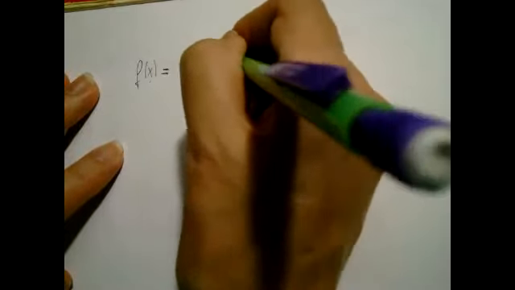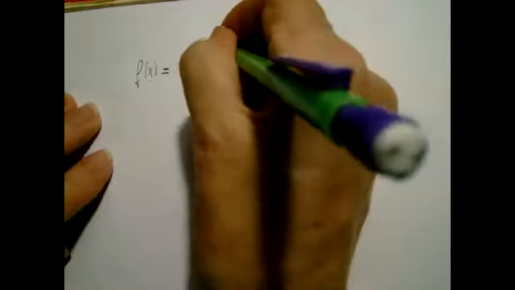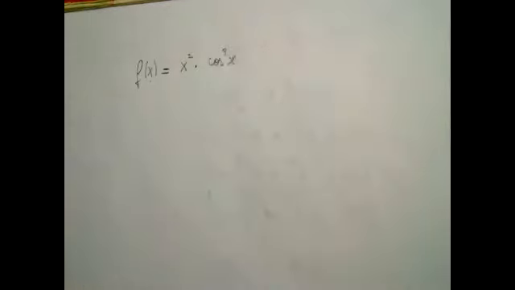We have the function f of x equals x squared times cosine cubed x. I need to find the derivative of this function. All right, so what do you see when you see this? And when I tell you what do you see, I mean product, quotient, chain. What do you see first when you see this function?